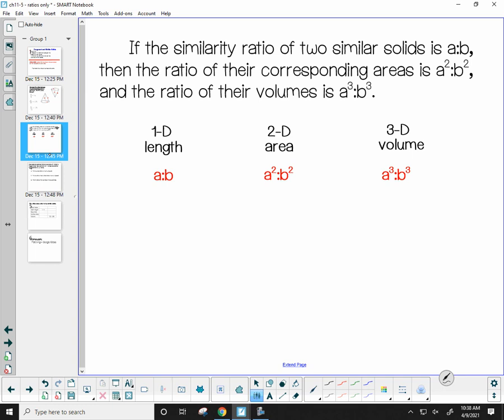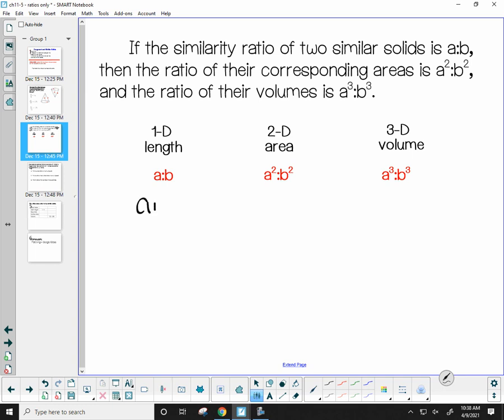All right, so here's what you need to know. When you have similar solids, one-dimensional lengths, two-dimensional measurements, and three-dimensional measurements all have a ratio. Okay, so if two similar solids have a ratio, like a measurement of A to B, then their area is going to be a ratio of A squared to B squared, and their volume is going to be in a ratio of A cubed to B cubed. Okay, so first let's talk some vocabulary. What things would be length? What things would be one-dimensional?